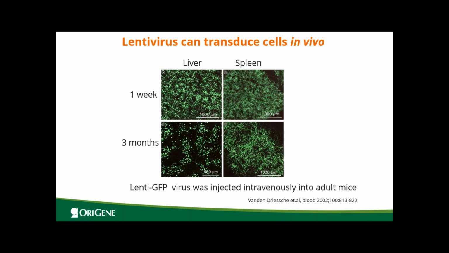So this slide is showing the in vivo use of the lentivirus. Lenti-GFP virus was injected into mice by blood vessel. And a week later, in liver and spleen, very nice GFP expression. Even 3 months later, because the lentivirus can stably integrate into the genome, the GFP is still nicely expressed.